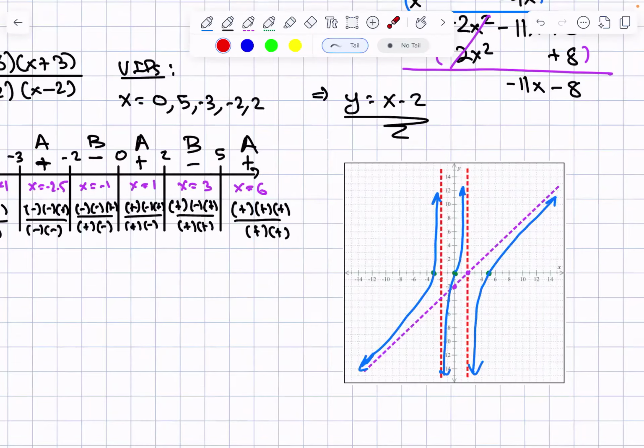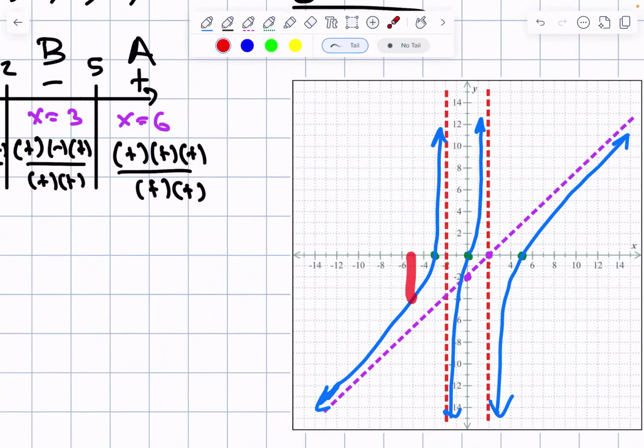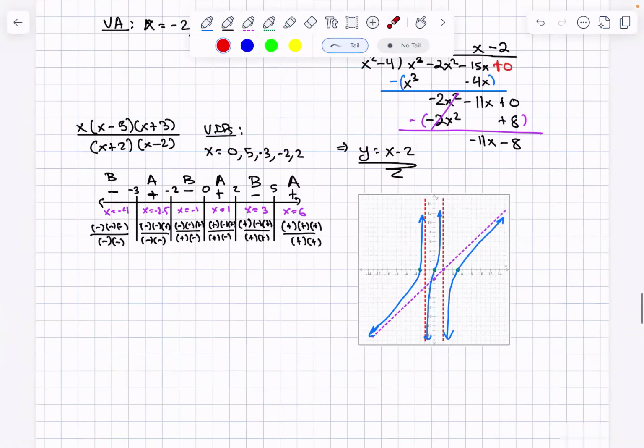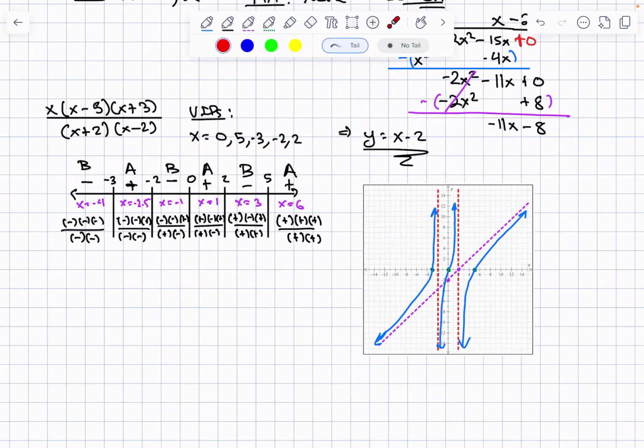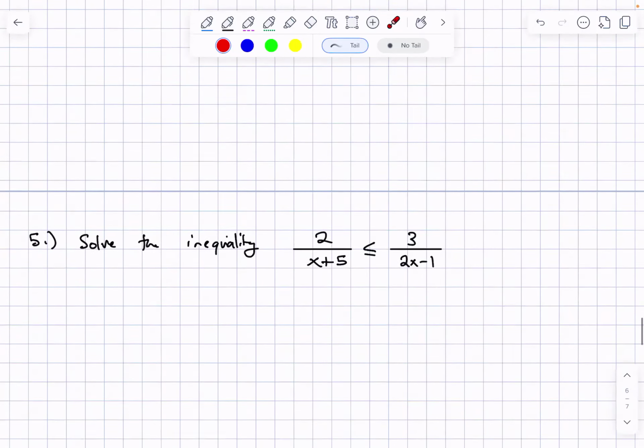Like plot f of -5, f of -2.5, f of -1, f of +1, and then f of 3 and f of 6 or something like that to get the rough shape of the graph. But I prefer using my sign charts because it's more practice with sign charts and it does it faster. And on to the last problem.